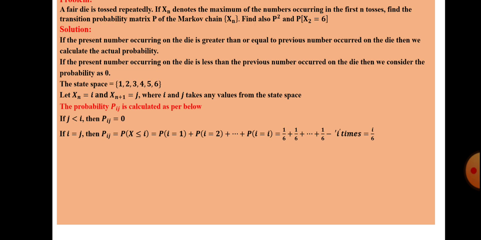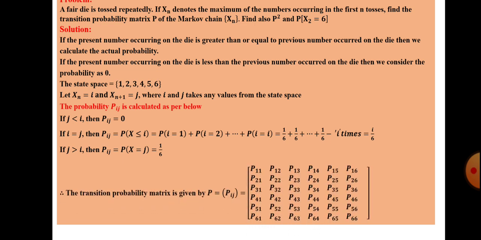You have to add up all the probabilities, that is, for i equal to 1, 2, etc., it is i times 1/6, right? If it is 5, it means 5 times 1/6. If it is 4, 4 times 1/6. I means i times 1/6. If j is greater than i, then Pij is equal to the actual probability. Suppose the present one is 6 and the previous one is 5, then you have to take the actual probability. So the probability of getting 6 is nothing but 1/6.